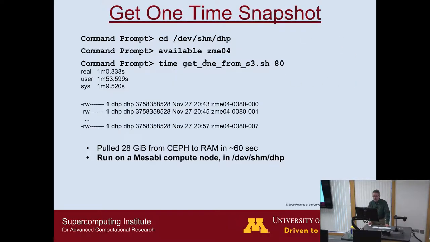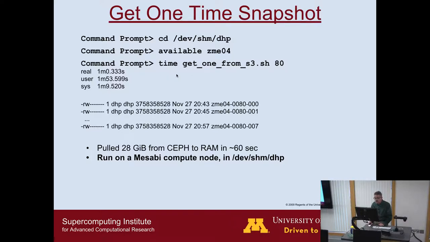Now, for actually using it, to get some benchmarks and to illustrate how fast it can go, I got a job on a compute node, and I went to the local RAM disk, which I've been talking about, this /dev/shm, and I made a DHP directory for my account name. And then I ran available on this data set. So that set up the directory for analyzing this data.